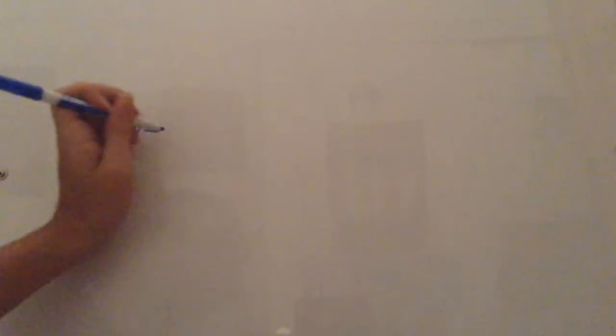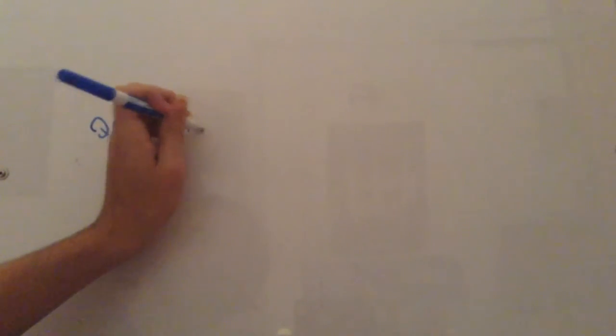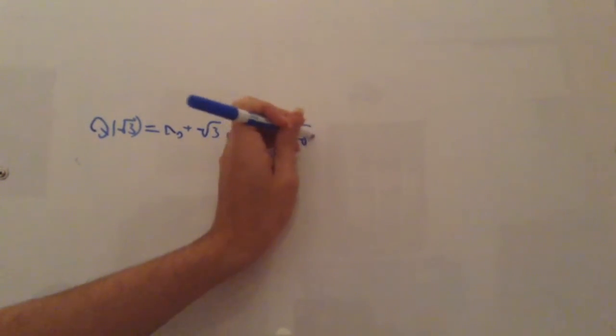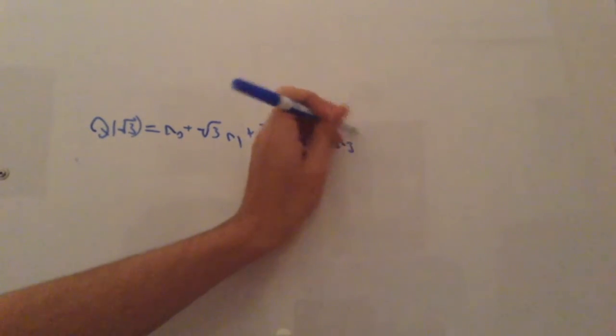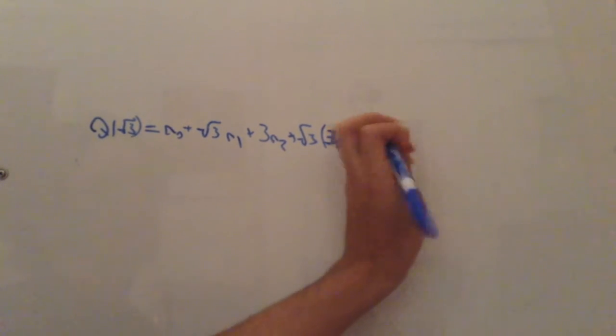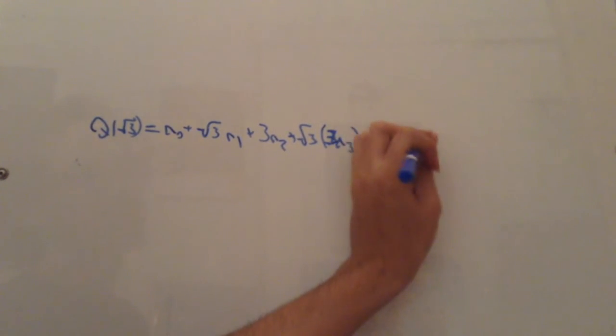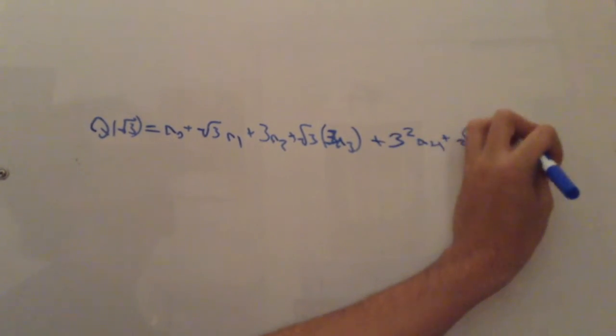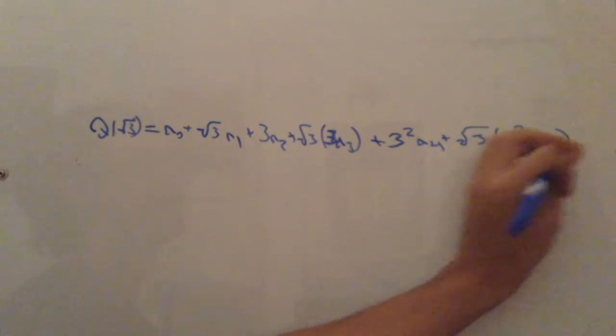Well, let's start looking at what q of root 3 will look like. So we've got q of root 3 is equal to a0 plus root 3 a1 plus 3a2 plus root 3 cubed a3, just making the radical small, plus 3 squared a4 plus root 3 to the 5th a5, so on and so forth.